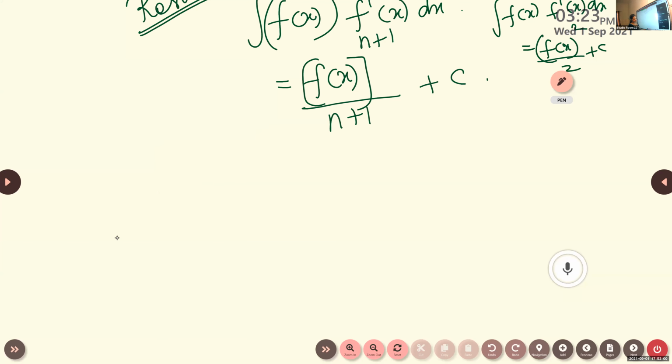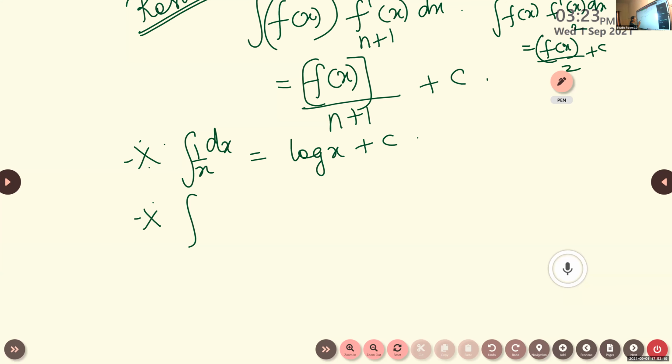Now, what about the integral of 1 by x into dx? It is log x plus c, isn't it? So look here, children, these are some formulas we are learning. What is the integral of f dash of x into dx by f of x? What will be the answer? This is a very important formula. We'll be using this formula again and again.